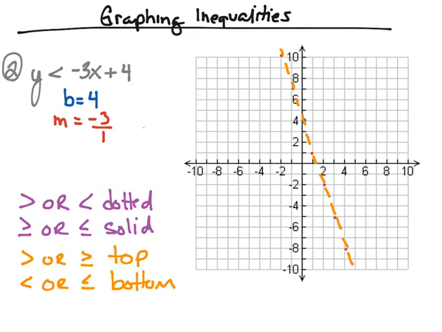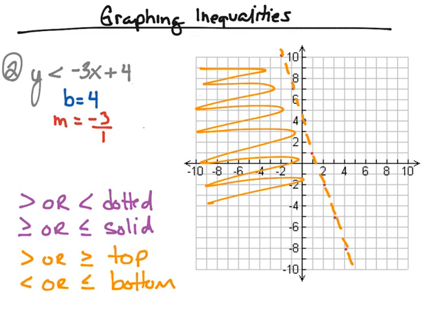The next thing I'm going to need to do is shade. Now if you look at the inequality symbol that we have this time, it's a less than symbol. And if you look in yellow down at the bottom, it says anytime we have a less than symbol, we should shade to the bottom of the line. So I'll be shading this area right here.